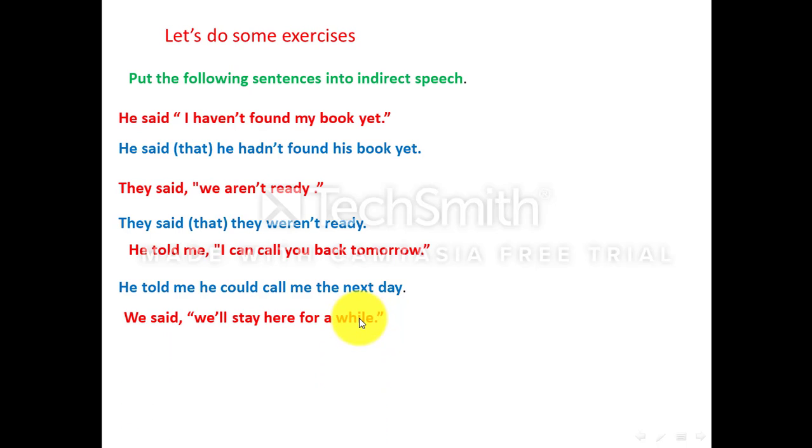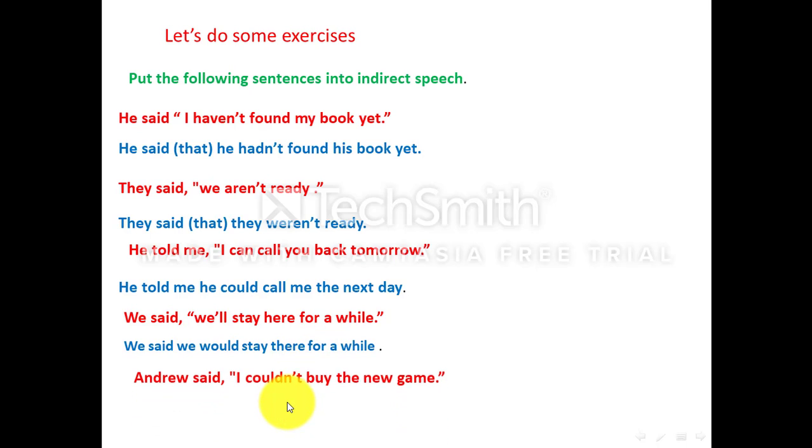Okay, my dear students, let's move to another question. We said, "We will stay here for a while." So the answer will be: we said we would stay there for a while. Be careful here, my dear students. We have we here, the verb said, and will changes to would, stay. Instead of here, because we change the location, it will be there. So we said we will stay here for a while becomes: we said we would stay there for a while.